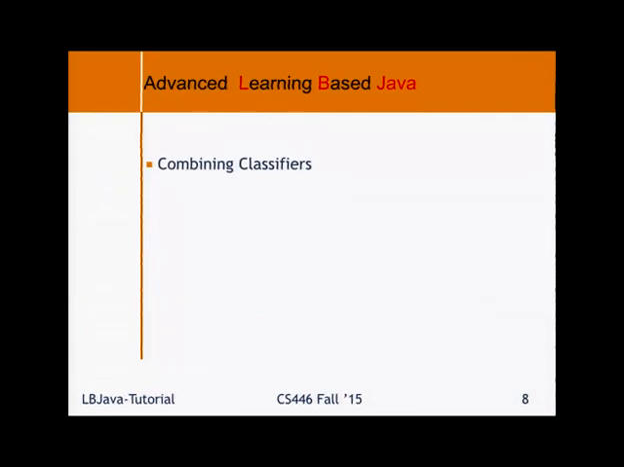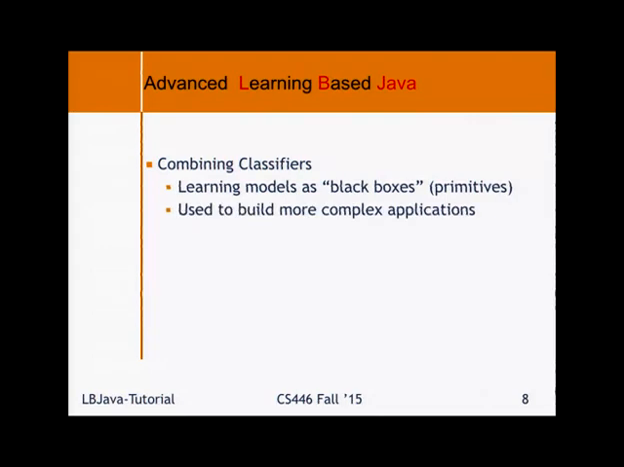Yeah, this is the next advanced component that I wanted to mention for LBJava, combining classifiers. So the learning models are our primitives. This is a new generation of programming languages that give you the ability to work with the data at this high level. So your learning models are black boxes, and then you want to combine them to do complex applications.